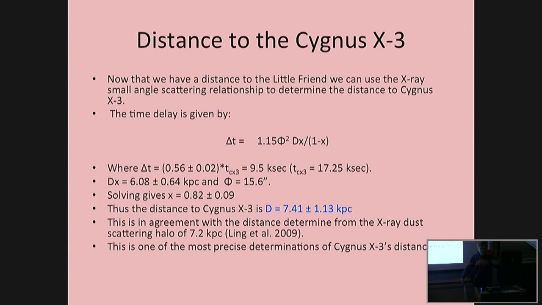So I've just moved the distance to SIG-X3 from 7 to 13 to 7.4 plus or minus a kiloparsec. So it's about 15% error bars, a fairly good improvement. There is an estimate by Ling of about 7.2, which is in relative agreement with this. So this is probably one of the best measurements, and we can say much more about SIG-X3 in terms of the energy output, budget, things like that. We now have a much better idea of where SIG-X3 is.